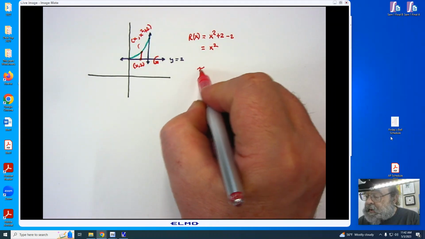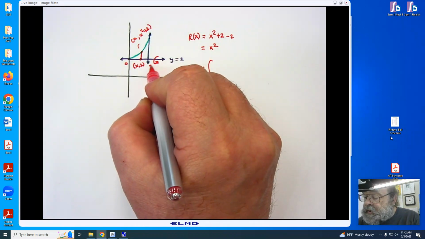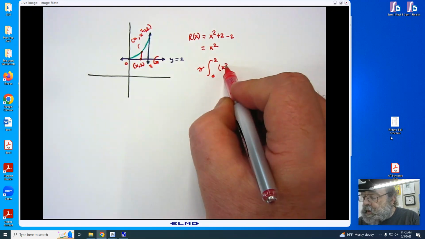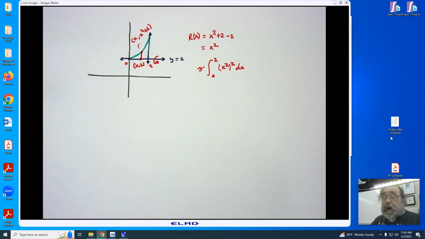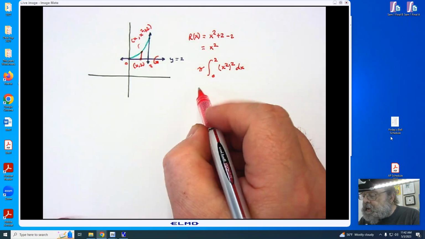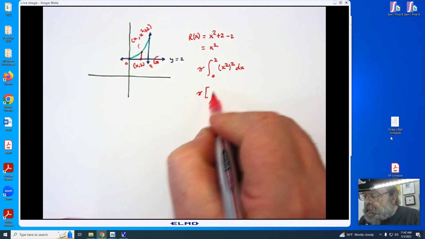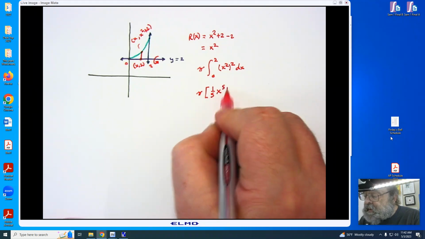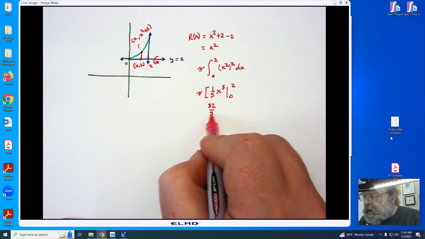We would then put it into the disk method formula, going from 0 up to 2 of x squared, dx. Now, as we do this, keep in mind that this would then give us pi. Integrate, we're looking at 1/5 x to the 5th from 0 to 2, and my answer is 32/5 pi.